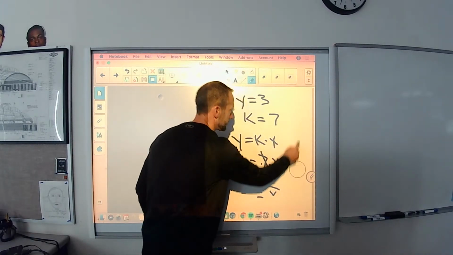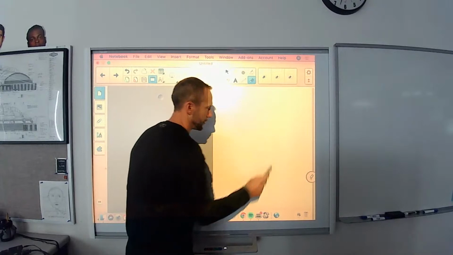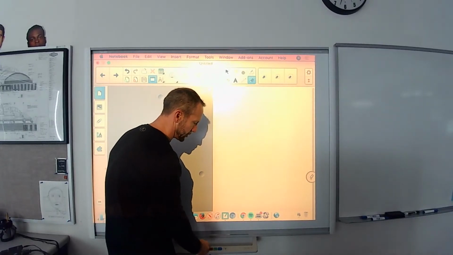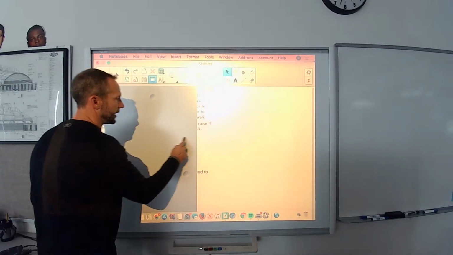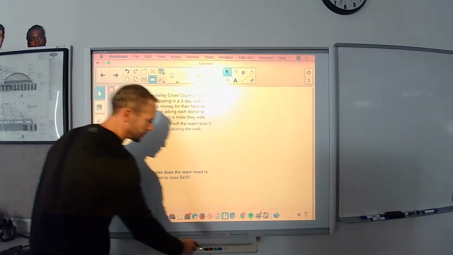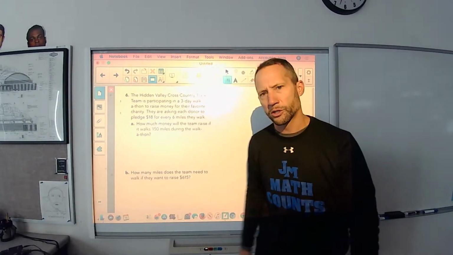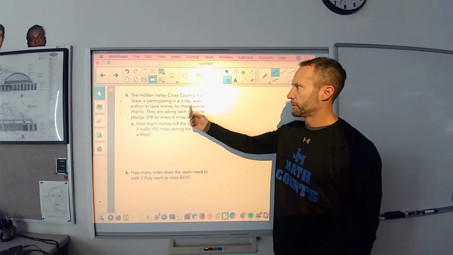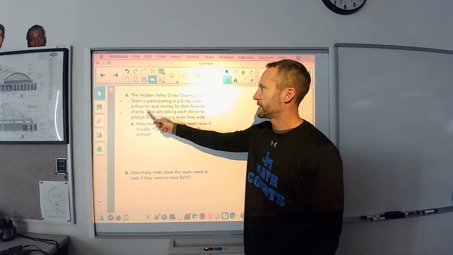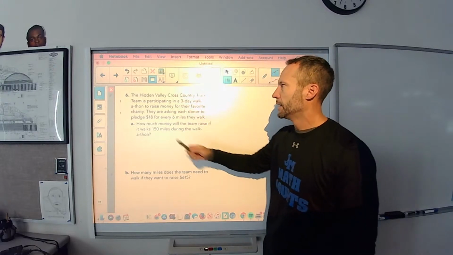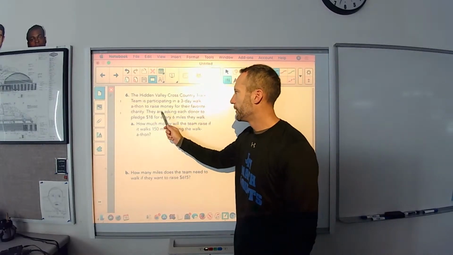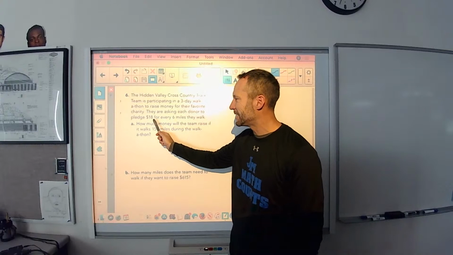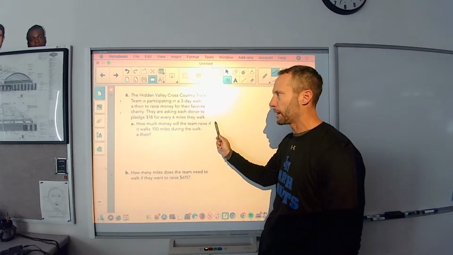So now, from there, we spent the remaining 2 days, Wednesday and Thursday, really looking at some real scenarios. I just picked one problem out from a worksheet that we looked at on Wednesday and Thursday. This problem said the Hidden Valley Cross Country Track Team is participating in a 3-day walkathon to raise money for their favorite charity. They are asking each donor to pledge $18 for every 6 miles they walk.